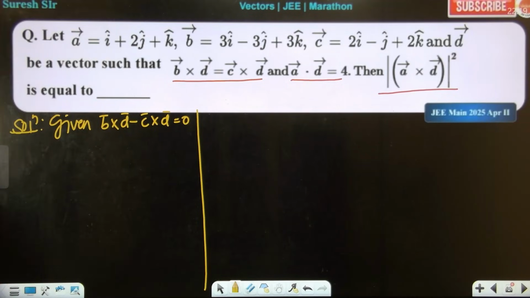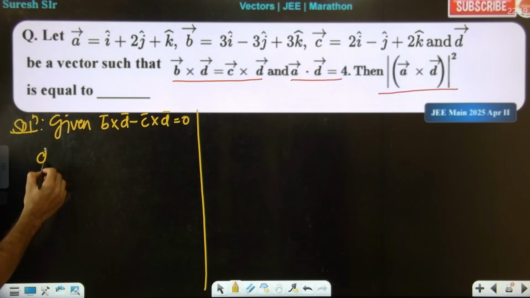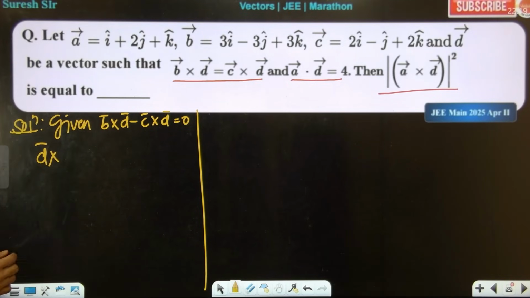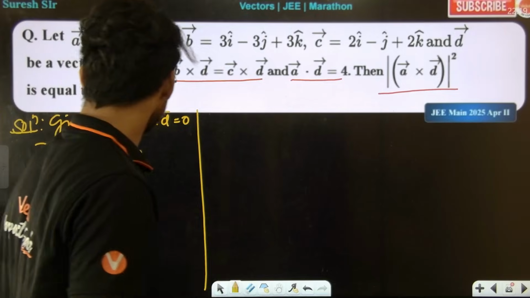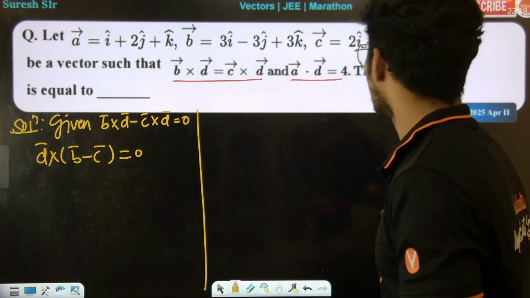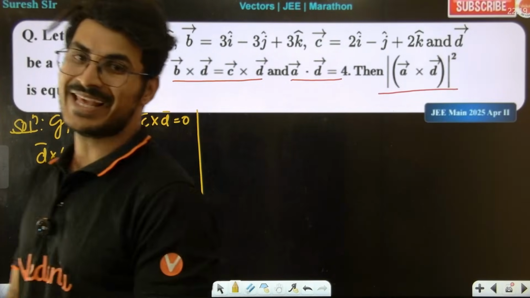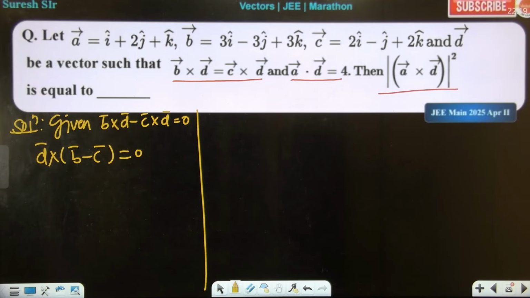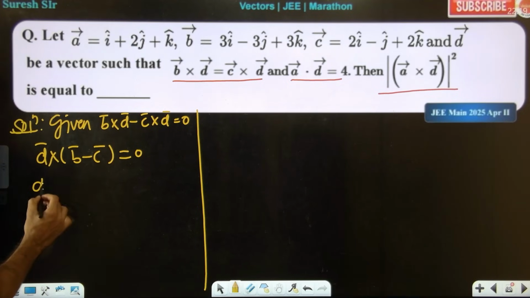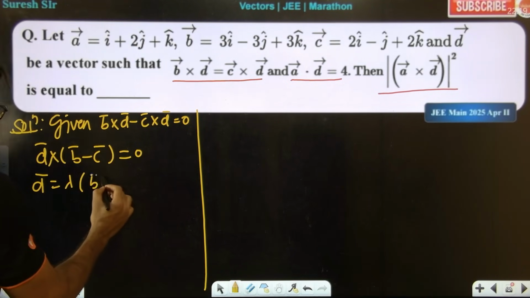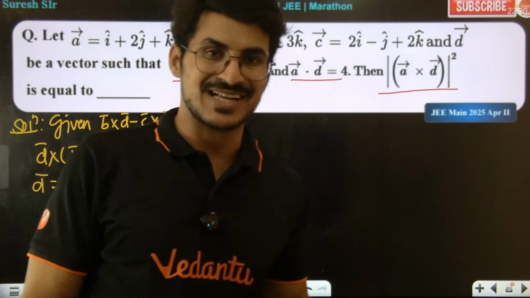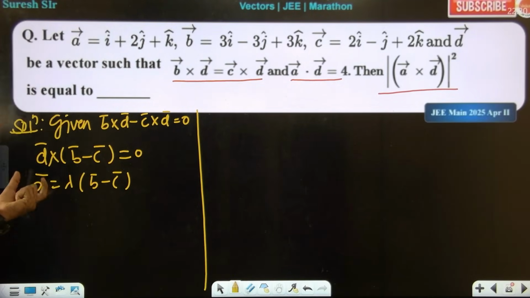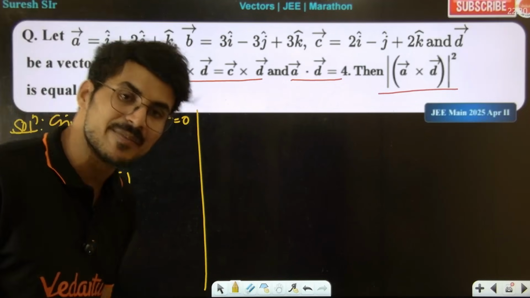So how do I write now? Tell me here. Can I write this as D cross B minus C is equal to 0, sir? Can I write like that? D cross B minus C is equal to 0. Fantastic. Yes or no? So now D is parallel to B minus C. When A cross B is equal to 0, then A will be parallel to B vector. We can say like that, right? So now D vector is equal to lambda times of B minus C, sir.